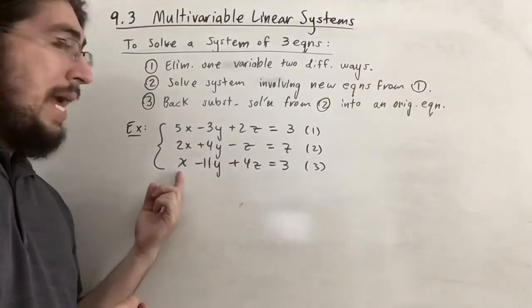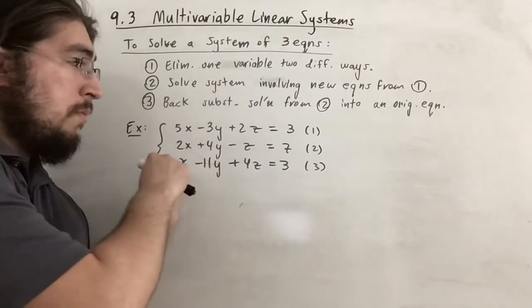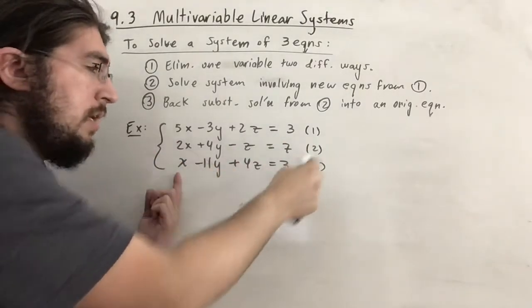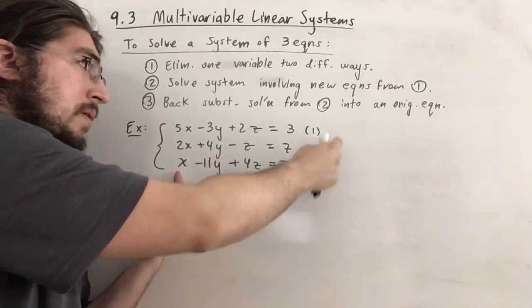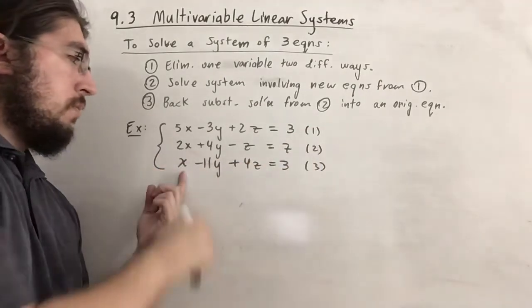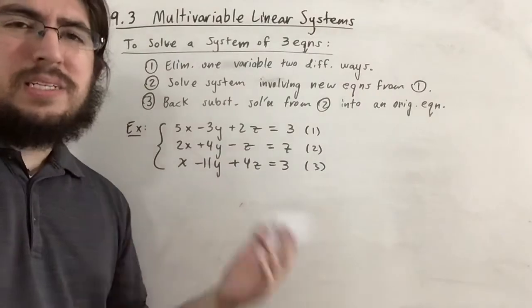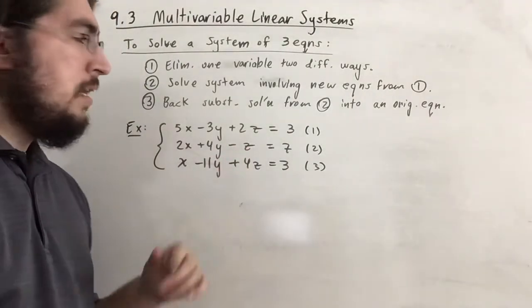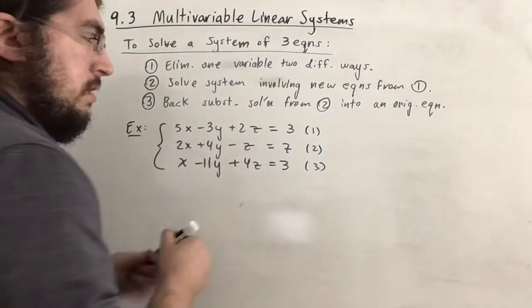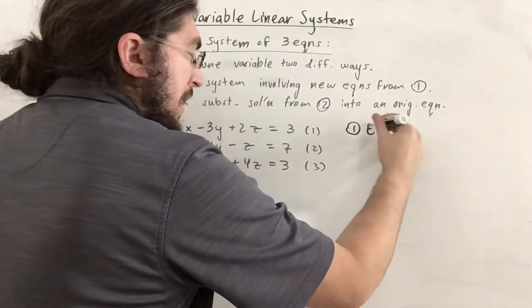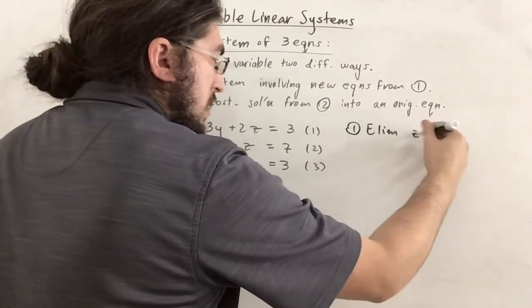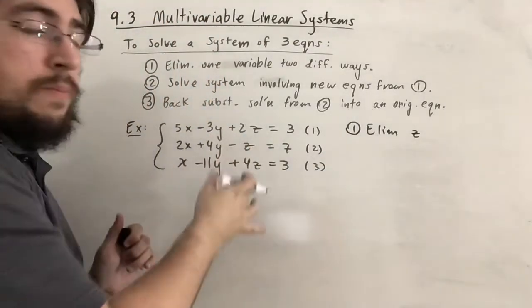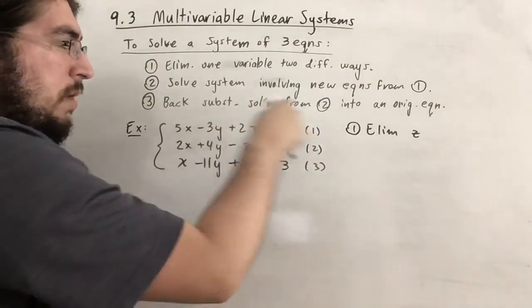So if I want to eliminate x 2 different ways, I can multiply it by -2 to eliminate it with equation 2. And then similarly, I can eliminate it with equation 1 by multiplying by -5. But just to spice it up, because I already did elimination of x, I'm going to eliminate z. So for step 1, I'm going to eliminate z 2 different ways. I'll first do it with 1 and 2, because I want to use 2, since it has no number in front.